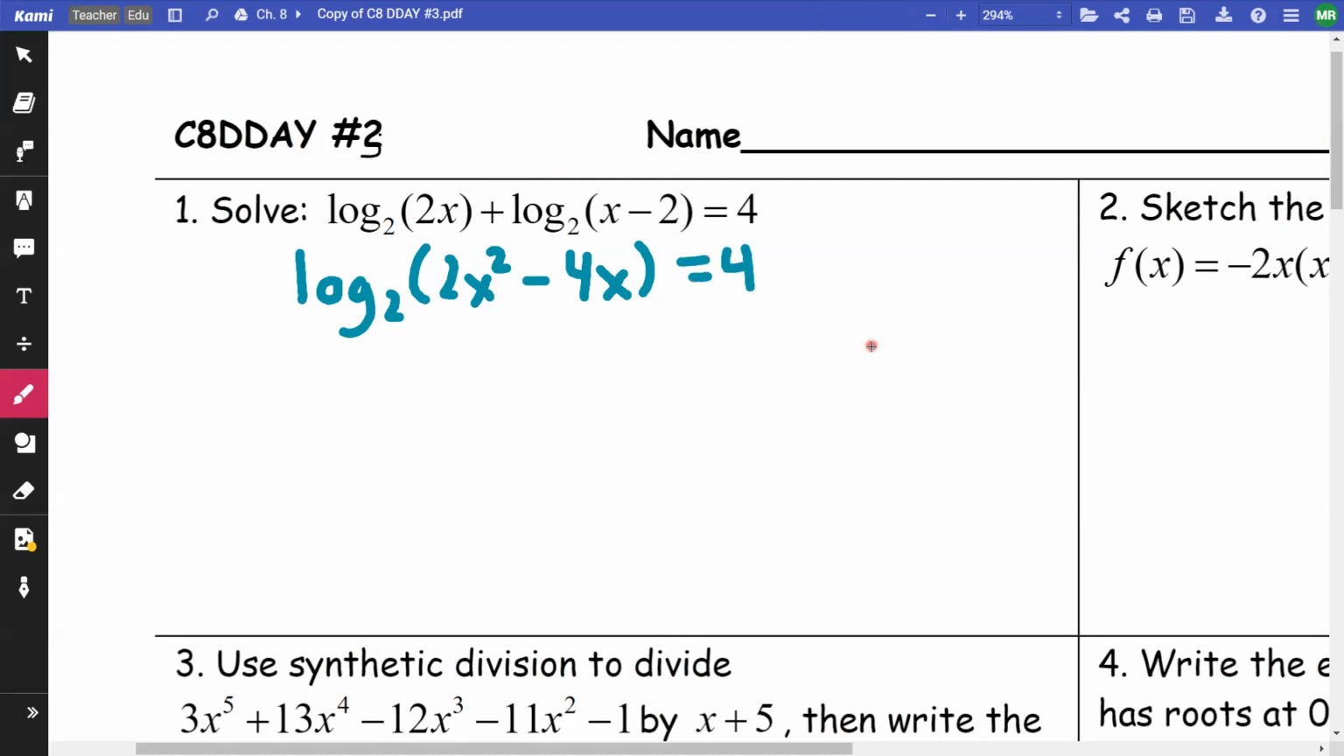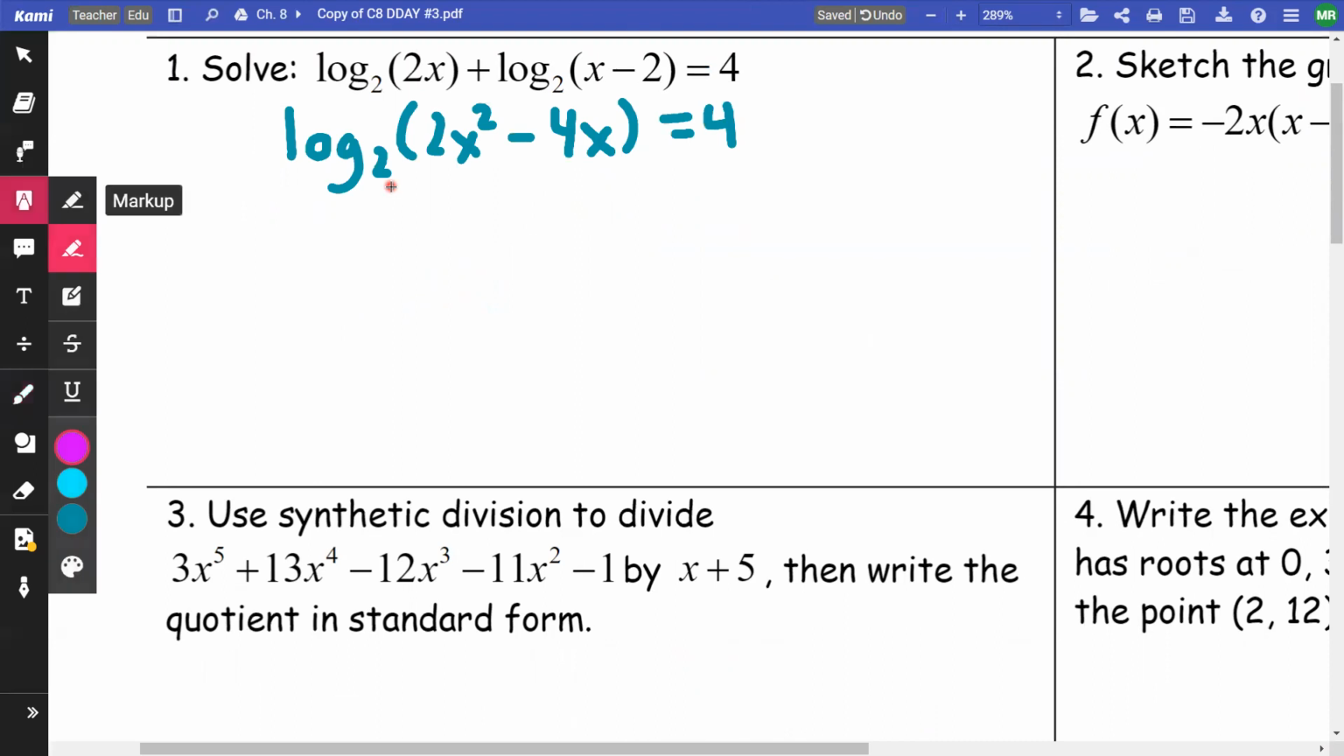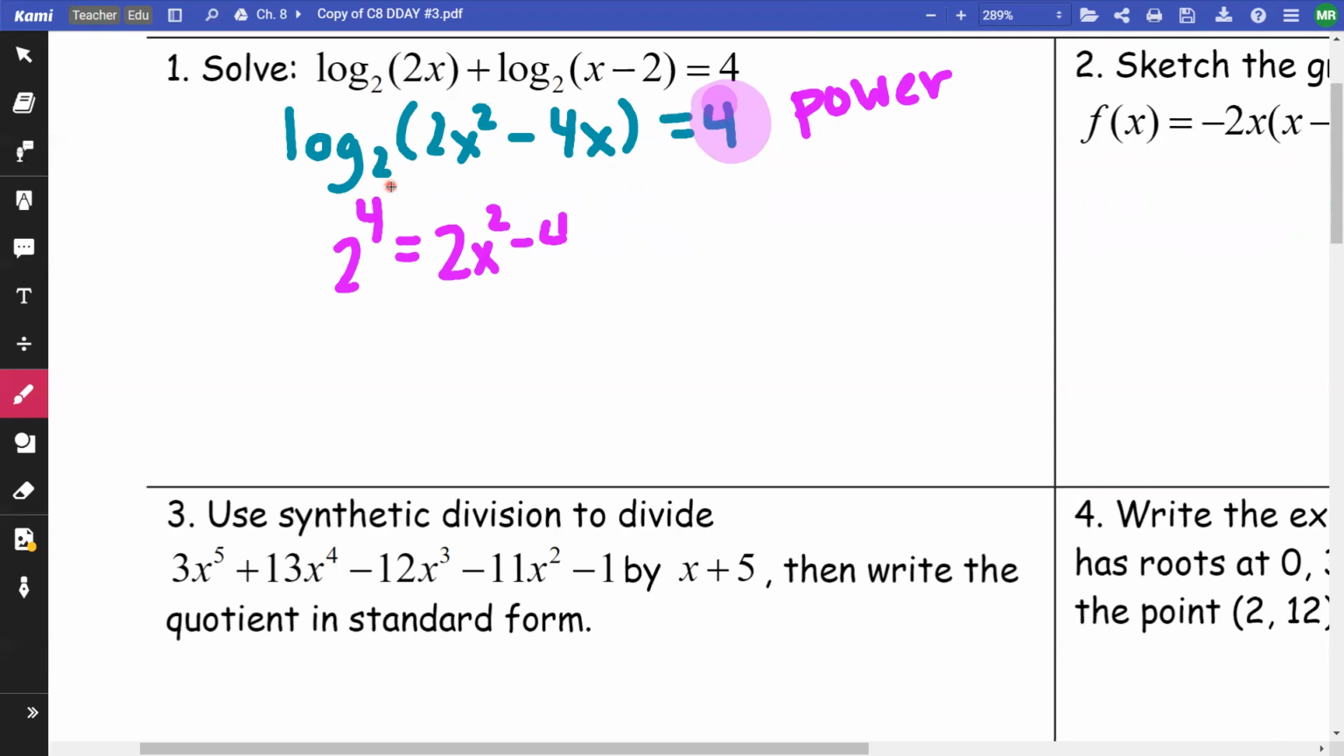Then we're going to rewrite this in exponential form. So my base is 2. Remember that your log is always equal to the power. So this is always the power that you're raising your base by. So you're going to go 2 to the 4th is equal to 2x squared minus 4x. So we're going to have 16 is equal to 2x squared minus 4x.